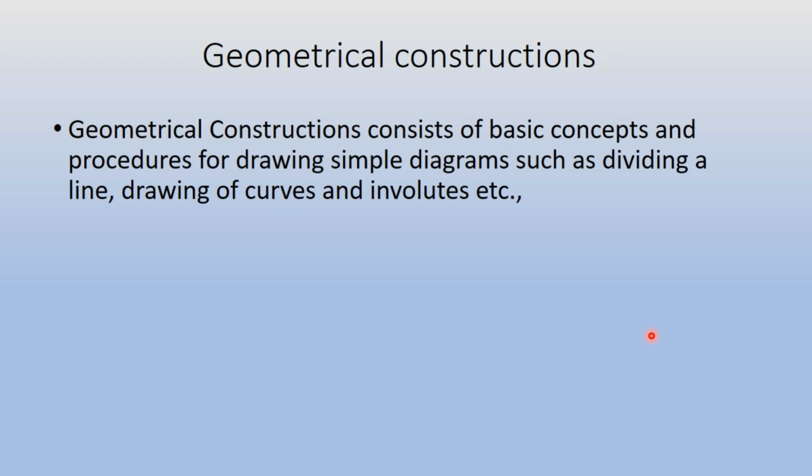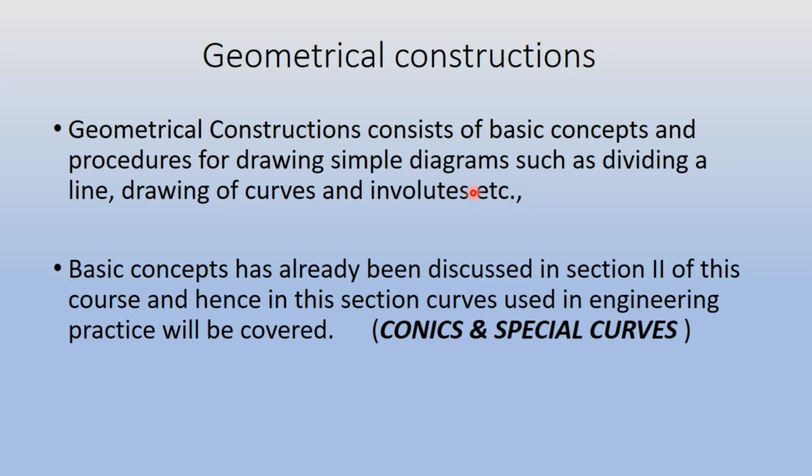First, geometrical constructions consist of basic concepts of engineering drawing like dividing a line and drawing curves, special curves, involutes, for example cycloids, parabola, hyperbola, etc. Geometrical constructions consist of foundational concepts of engineering drawing, and many of those concepts we have already covered in section 2 of this course, like drawing of pentagon, hexagon, drawing of circle, the difference between radius and diameter. All those basics we have already covered in section 2. These are actually classified under geometrical constructions of engineering drawing.